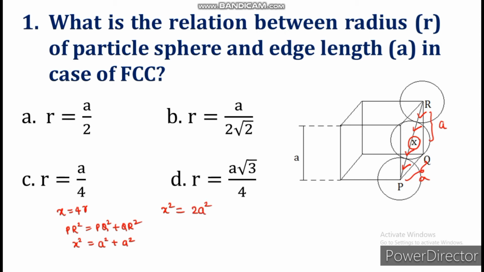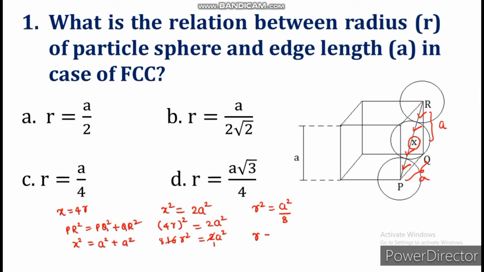Right. Now x is what? X is nothing but 4r. I will substitute 4r whole square equals to 2a square. Now 4 square 16. 16r square equals to 2a square. Now 2 ones are 2, 2 eights are 16. Now r square equals to a square by 8. Take this 8 this side, divided by 8.